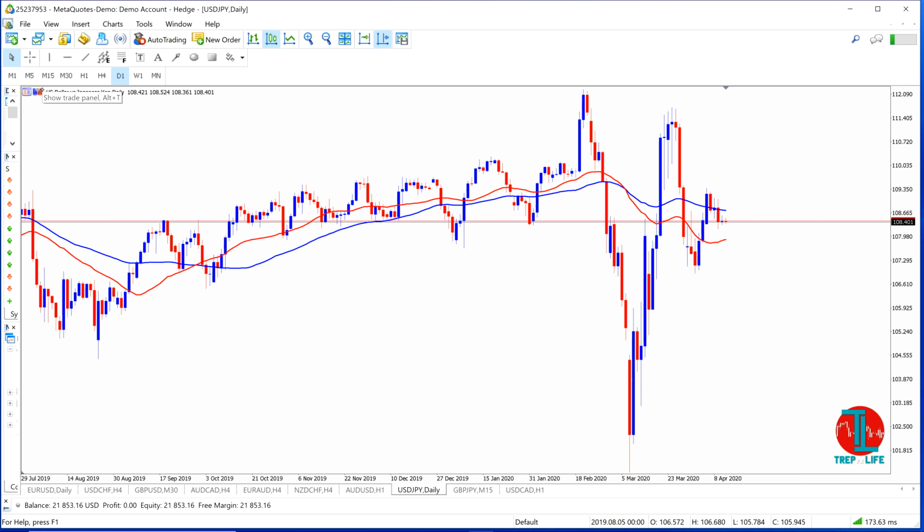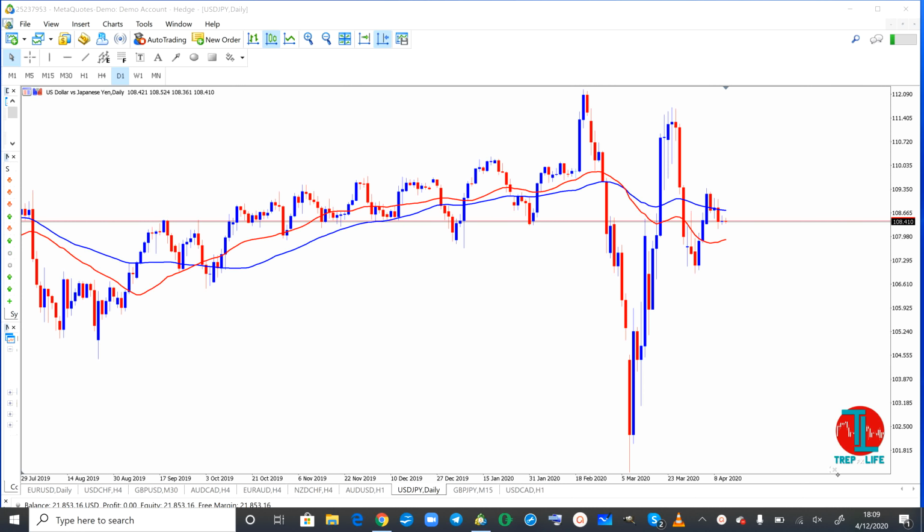Today is April 12th. It's approximately 6:09 p.m. Eastern Time. Looking at Sunday, looking at charts. Ready to mark up the dollar yen chart, seeing where we are, looking for next week.